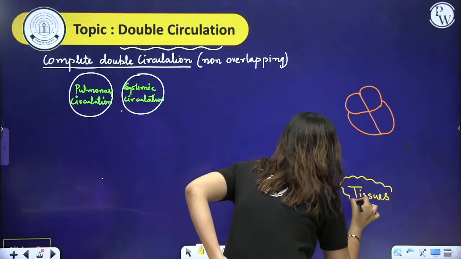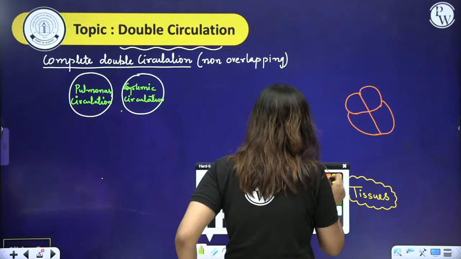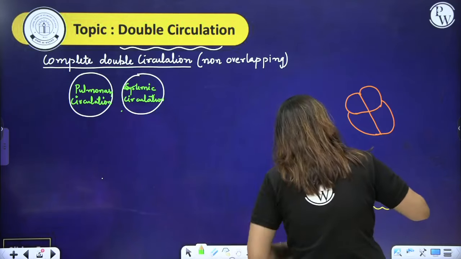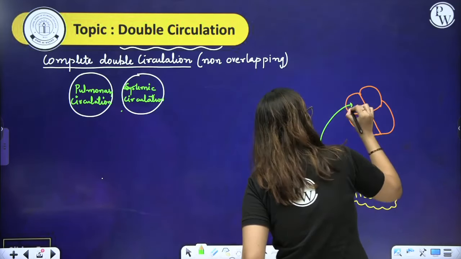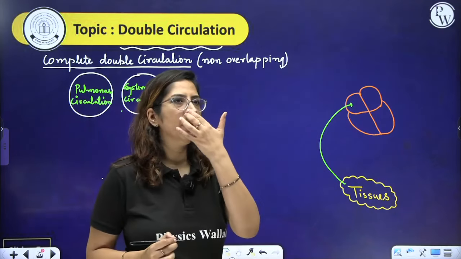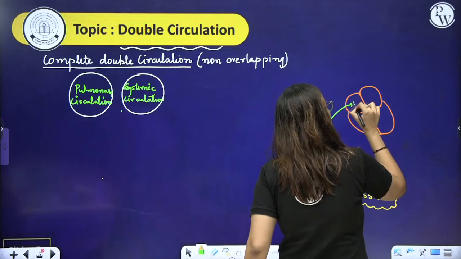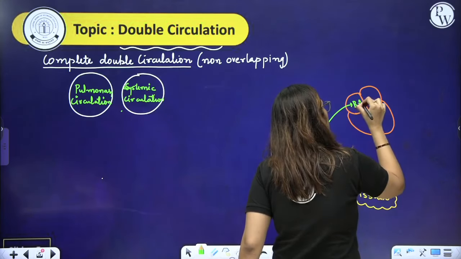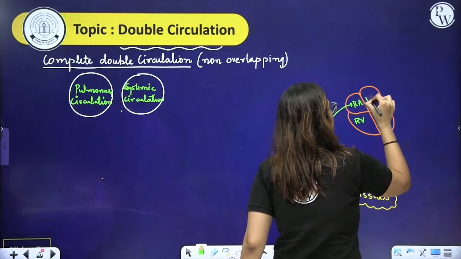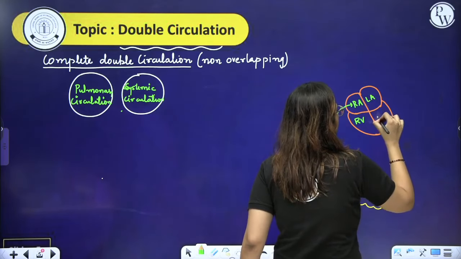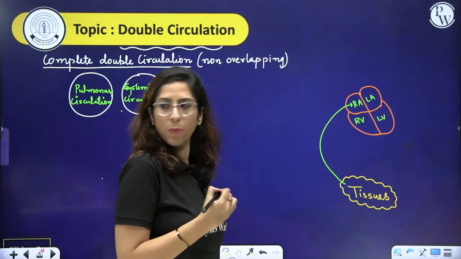Body tissues. So definitely these body tissues will be releasing the deoxygenated blood. Whenever they release, the deoxygenated blood enters over here, into the right atria. What is this? Right ventricle. This is left atria, left ventricle. Clear? Are you getting this point?